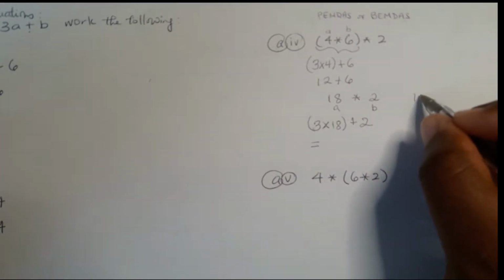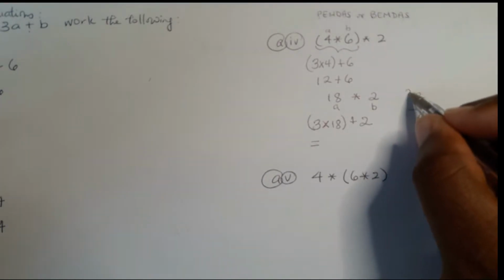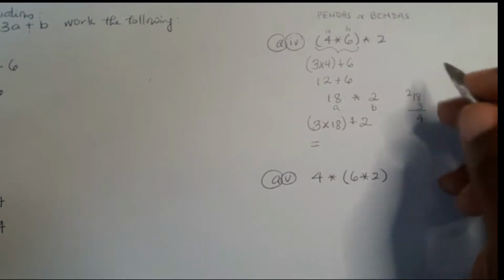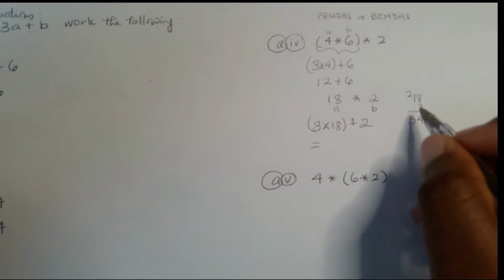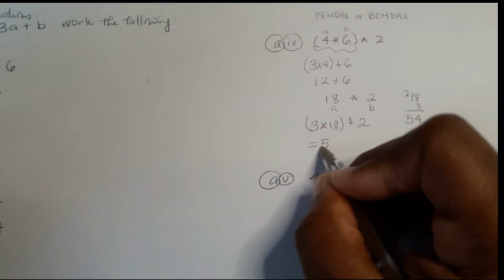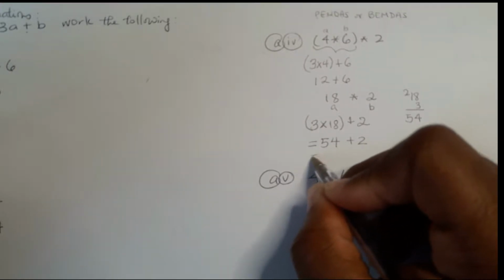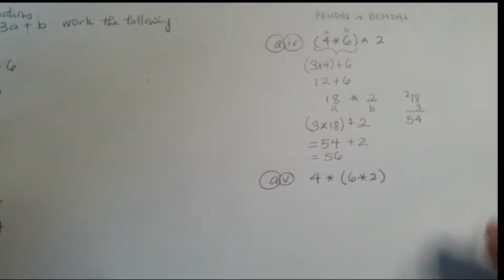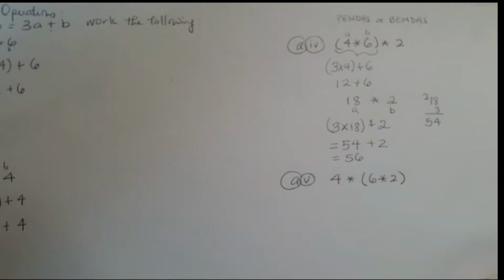And we said 3 times 18. If you don't have a calculator, you can work it out on this side. 3 times 8 is 24. And 3 times 1 is 3, plus the 2 carried is 5. So we get altogether 54, right? So let's say 54 plus 2. And that will give us 56.